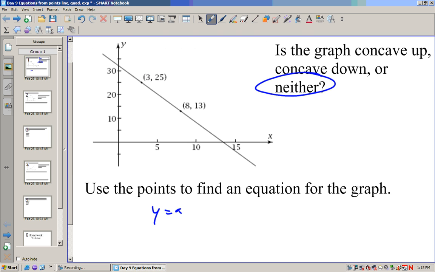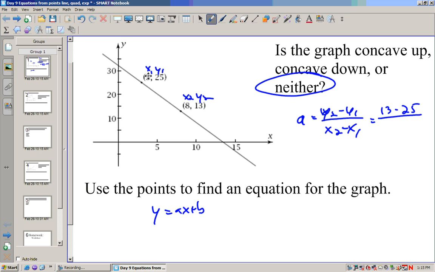Well, our equation is y equals ax plus b. Now we want to find the slope a. There are a couple of different ways we can do it. We could use the formula y2 minus y1 over x2 minus x1, where this is x1, y1, and this is x2, y2. So 13 minus 25 over 8 minus 3, and 13 minus 25 is negative 12, over 5, so negative 12 fifths.